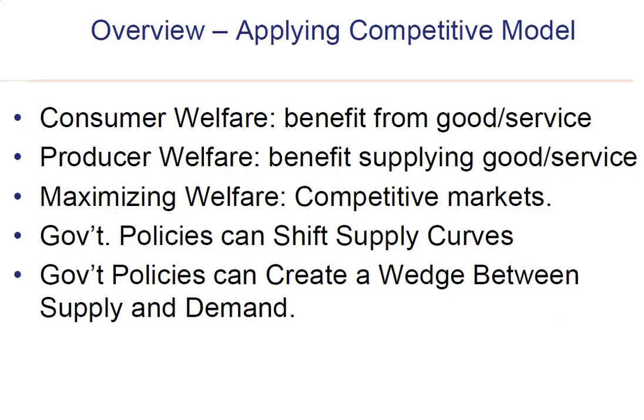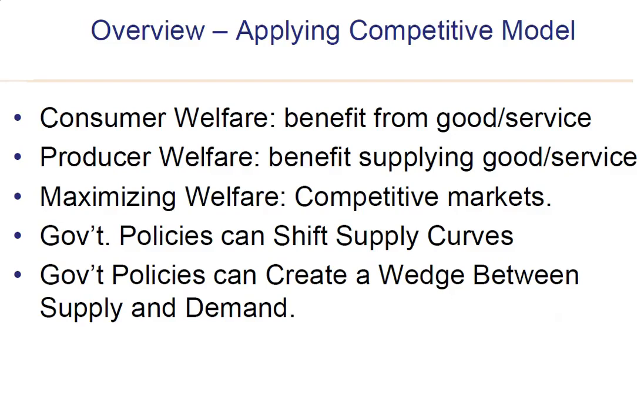And we've seen that the competitive model also maximizes our total surplus. So this equilibrium of demand and supply, that's the most efficient price and most efficient quantity to produce. This maximizes society's welfare. So those were the three first things on the agenda for applying the competitive model.